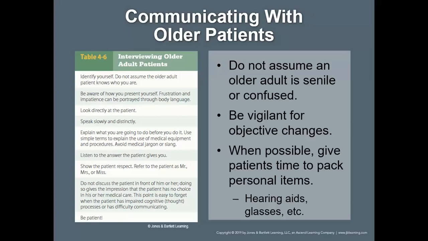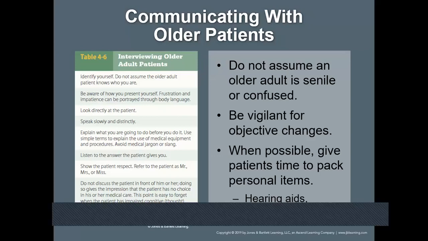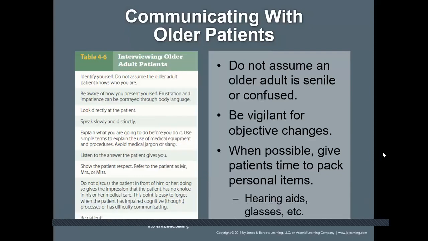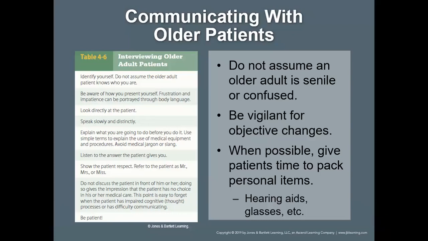Communicating with older patients. Do not assume an older adult is senile or confused. So don't assume that they can't understand what you're saying to them. Don't make that assumption. Be vigilant for objective changes when possible. Give patients time to pack personal items, hearing aids, glasses, etc. Table 4-6 has interviewing techniques for older patients. You can go through that in your study time.